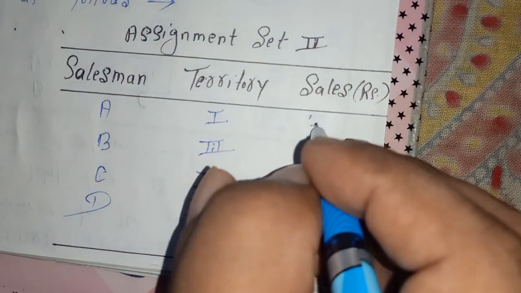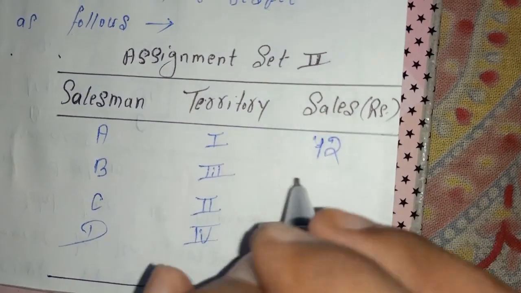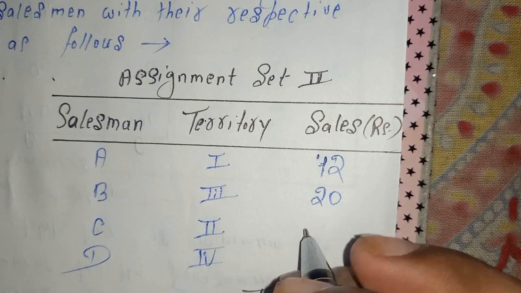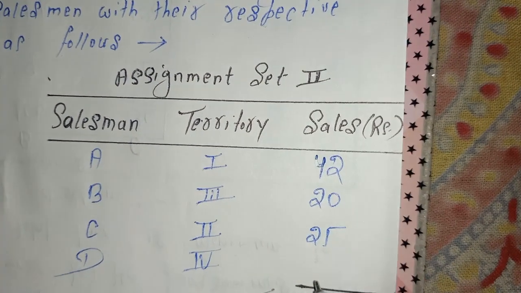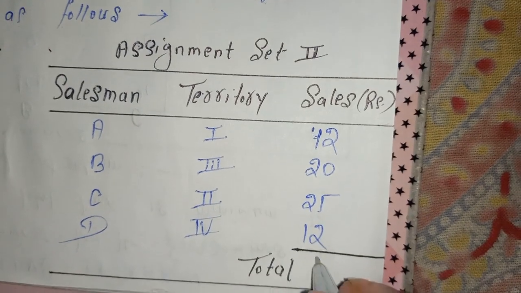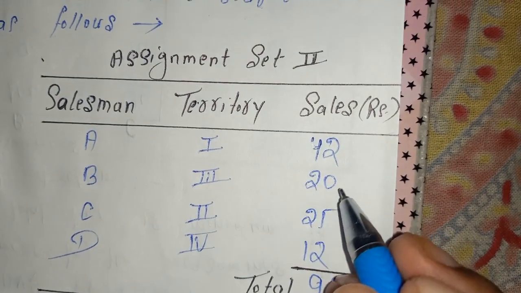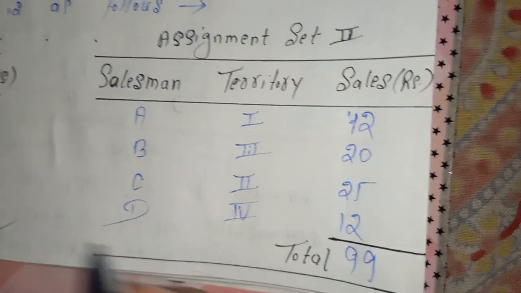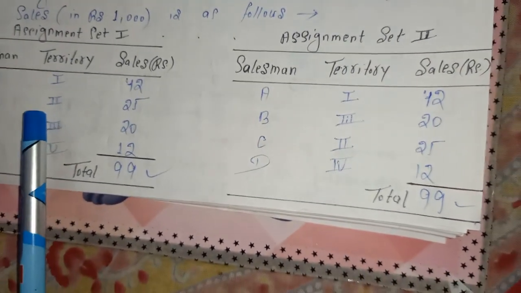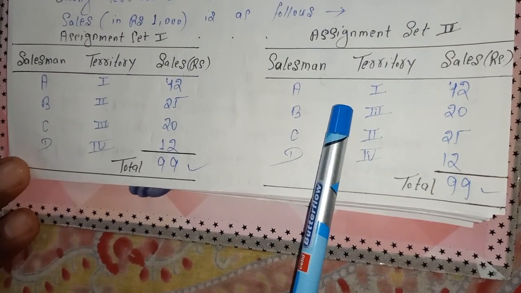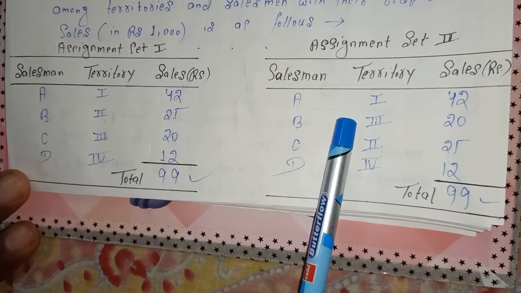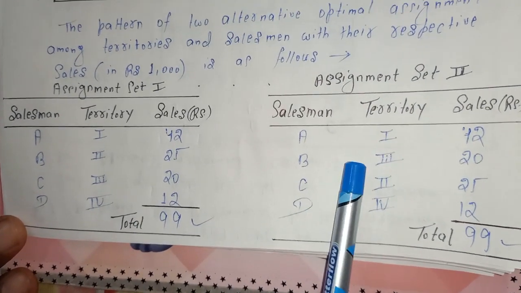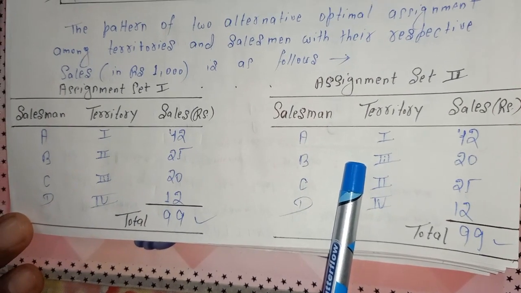Come to the assignment set second. A first 42, B third 20, C second 25, and D fourth 12. Total will be the same, 99. 42 plus 25 is 67, plus 20 is 87, plus 12 is 99. The answer is the same in both cases, but the pattern is different in both the alternative solutions. But both are known as the optimal assignment solution of the given assignment problem. Thank you.